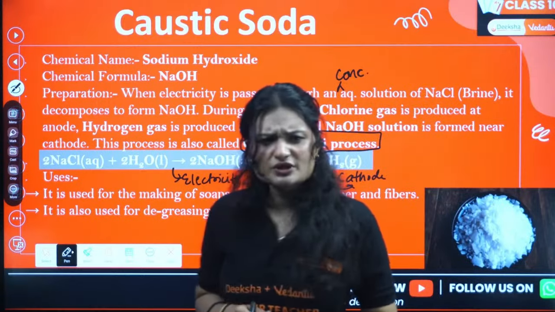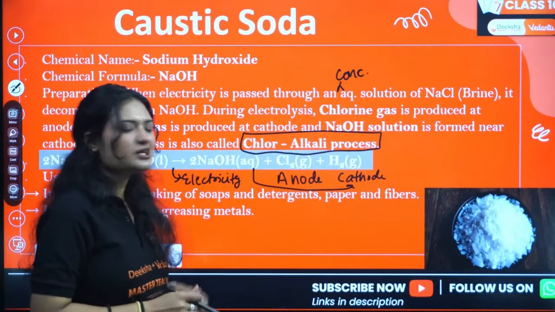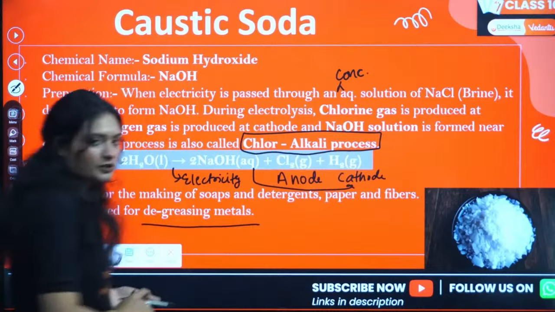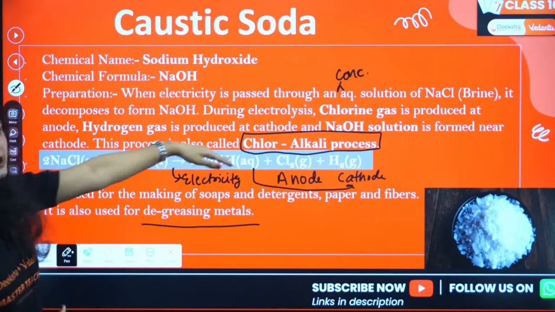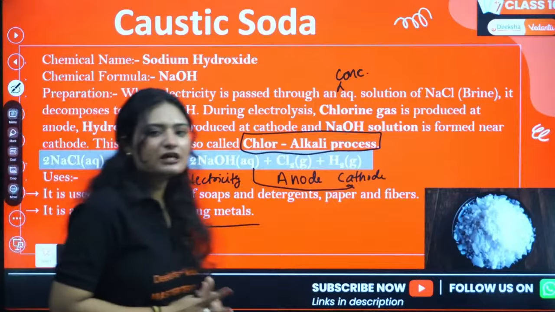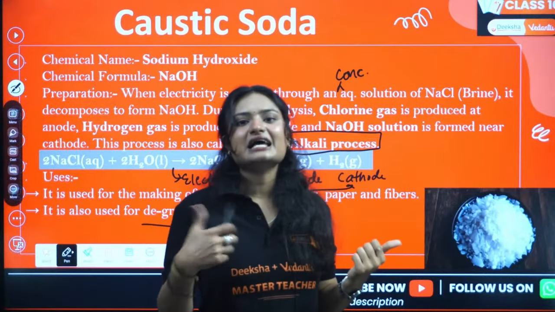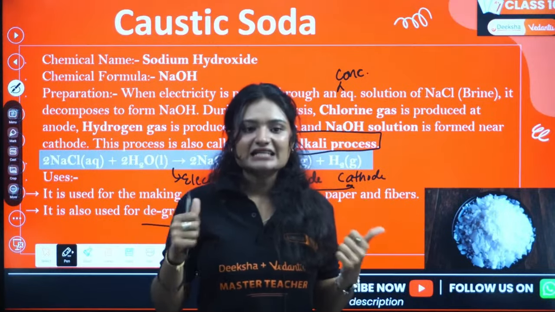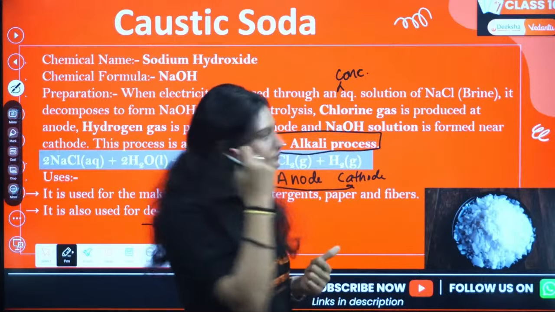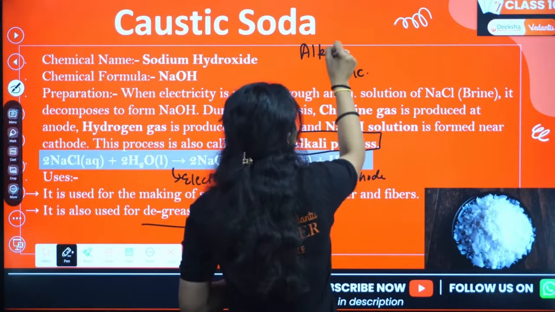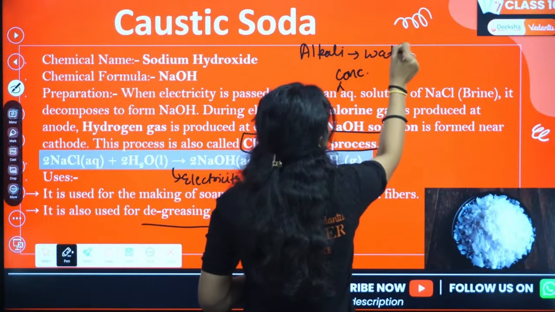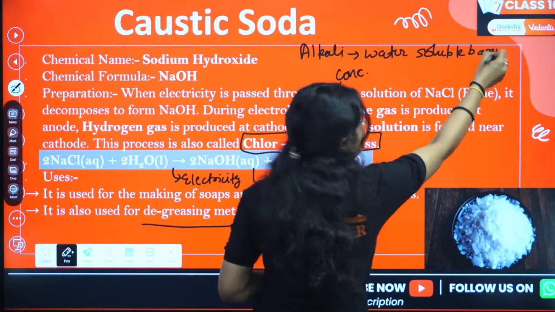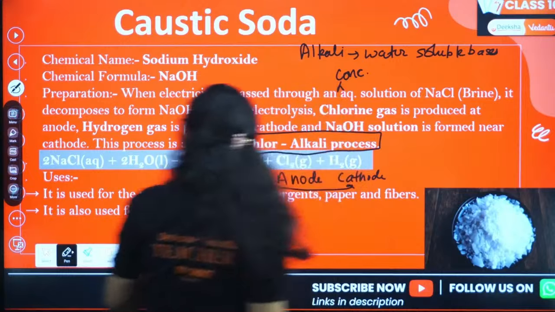Yes. Now what is the purpose of sodium hydroxide? It is a good base, right? So we use it for detergents, paper, fabrics, and also for degreasing metals. The uses matter less, this reaction is more important. Chlor-alkali process. Why do we call it chlor-alkali? Because chlorine gas and an alkali are formed. What are alkali? We just discussed it. Alkali are water soluble bases.